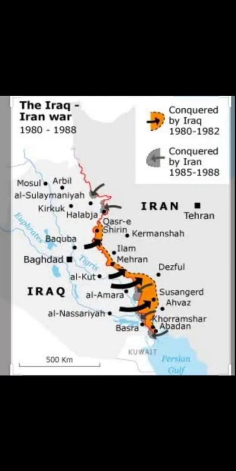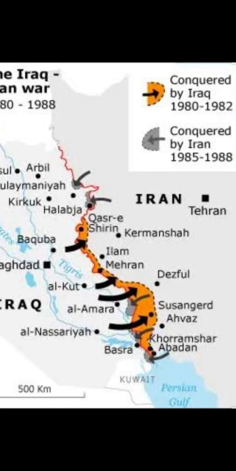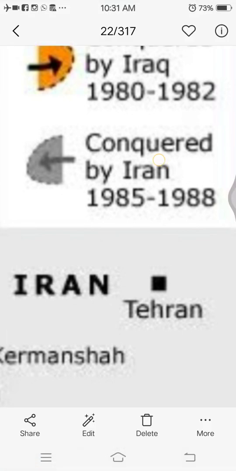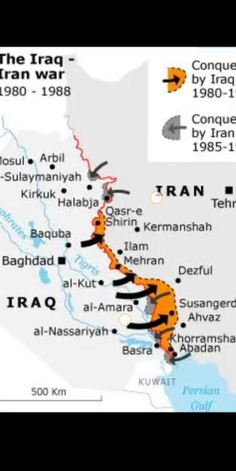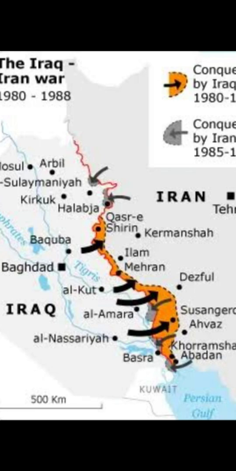Then we come to the Iran-Iraq war. What was the reason for it? It was the longest war in Asia, from 1980 to 1988. Over here, in the brown area, territory was conquered by Iraq from 1982, then conquered by Iran from 1985 to 1988. In the end they came to a compromise, and this was the longest war of its time. Hundreds of people died on both sides, Iran and Iraq. It started in the Shatul Arab river.